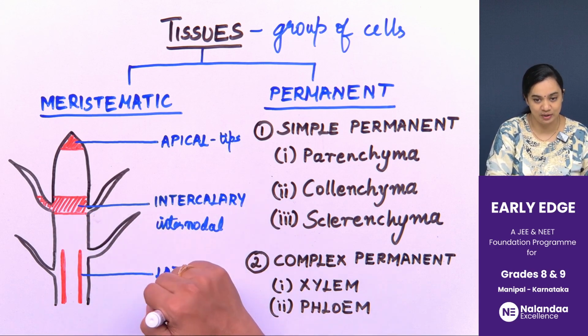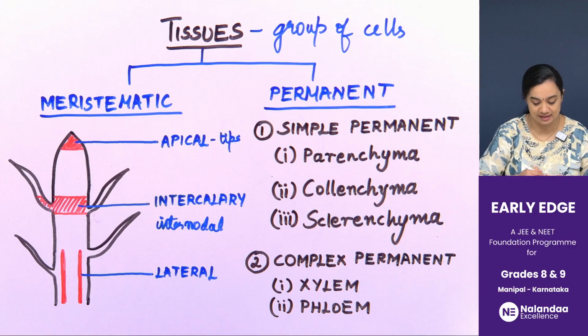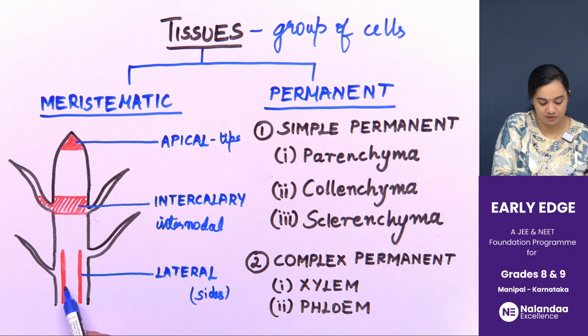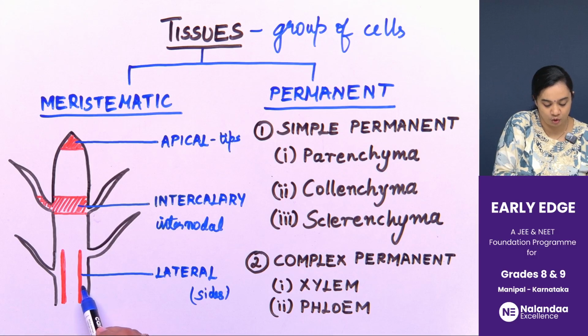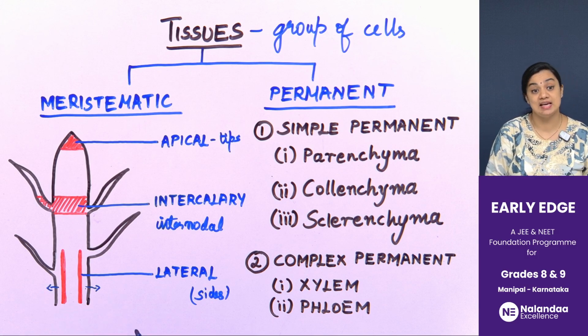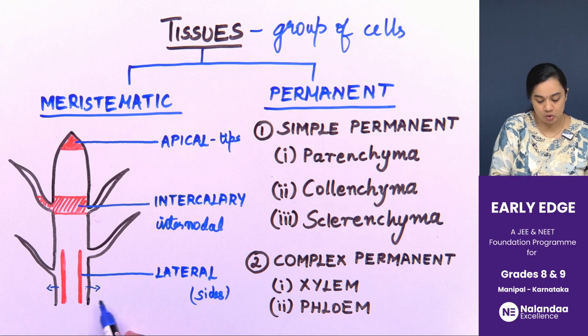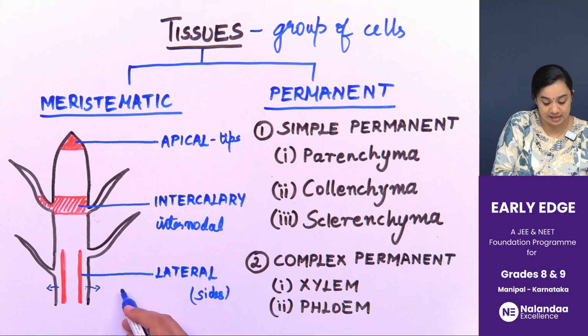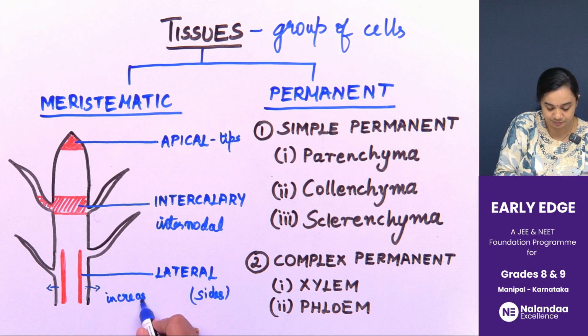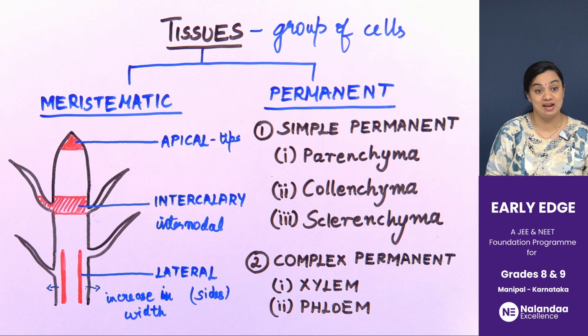Okay, and then we have lateral meristems. Lateral meaning sides. What does a lateral meristem do? It is found on either sides of the plant and it is responsible for growth in this direction. What direction? What axis is this? Horizontal axis. Okay, so lateral meristem is responsible for increase in girth of the plant. What is girth? Width. Okay, increase in width of a plant is because of lateral meristems.